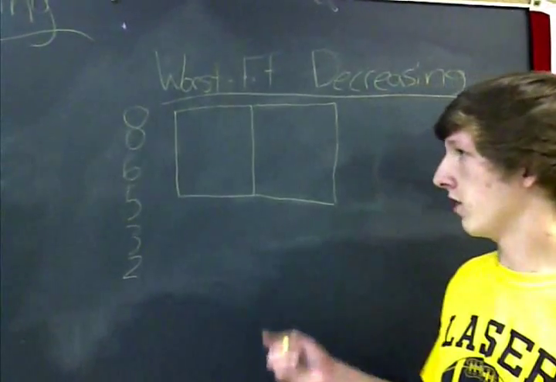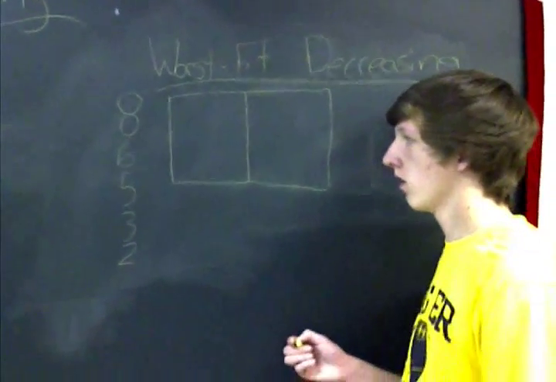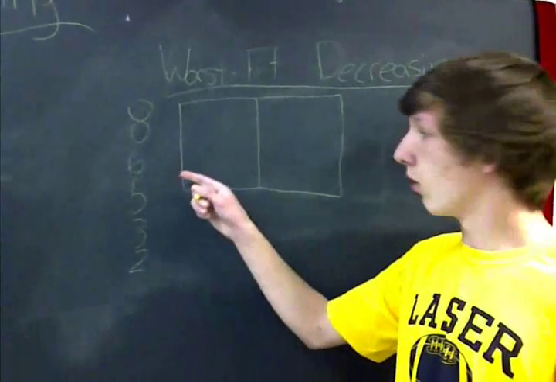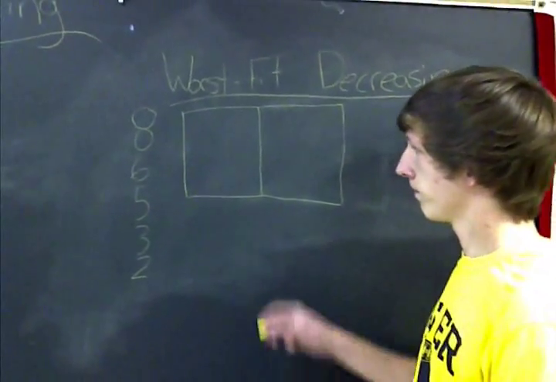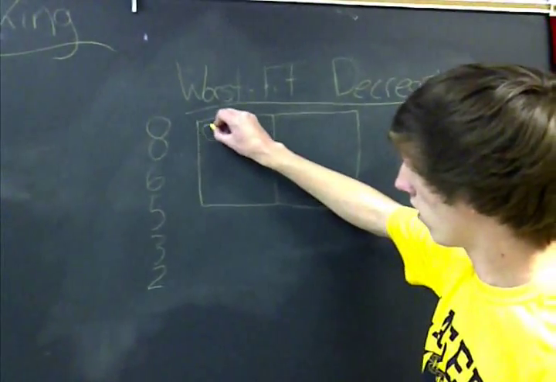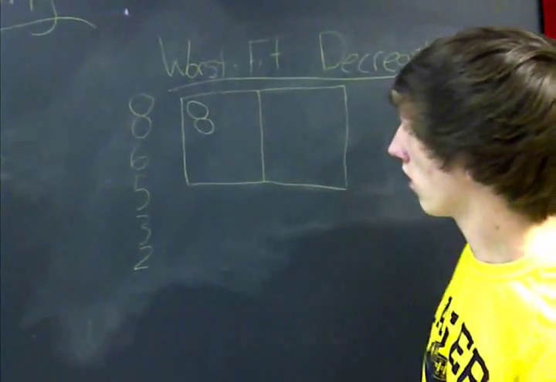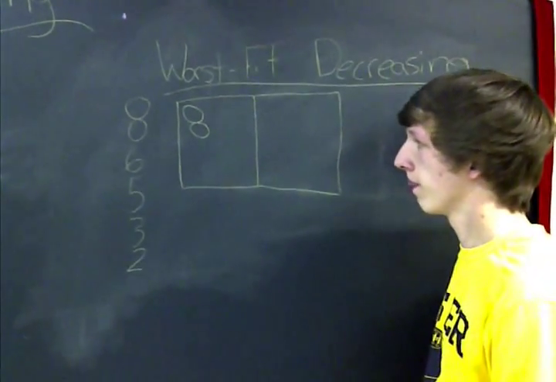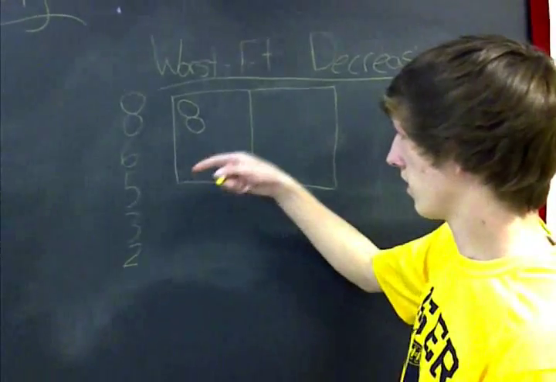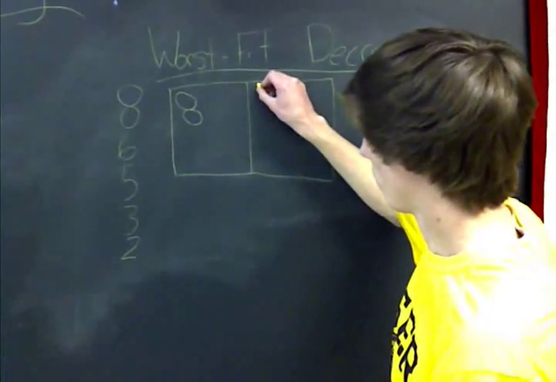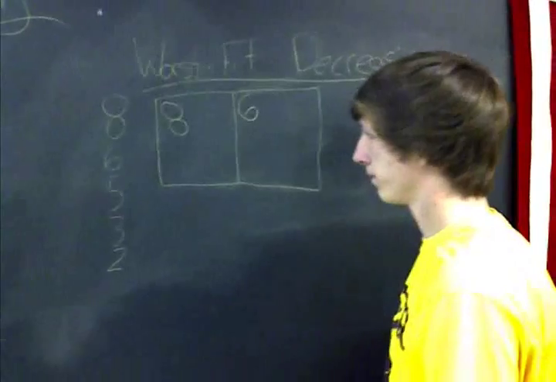And then worst fit decreasing is basically the same thing as worst fit, except you're going to put your numbers in order. So 8 is going to go in the first one, and here it's still going to be 13 in each bin. So 6 is not going to be able to fit in the first one, so you have to put that in the second one.